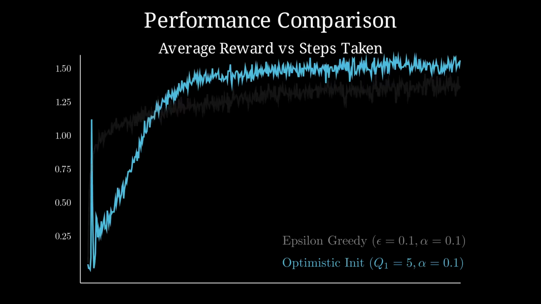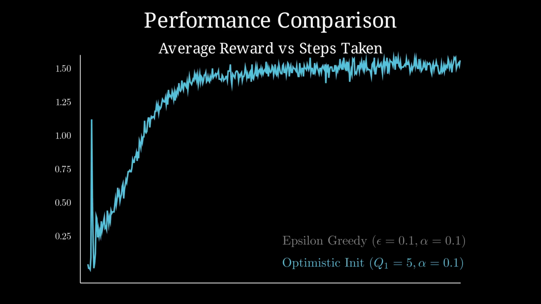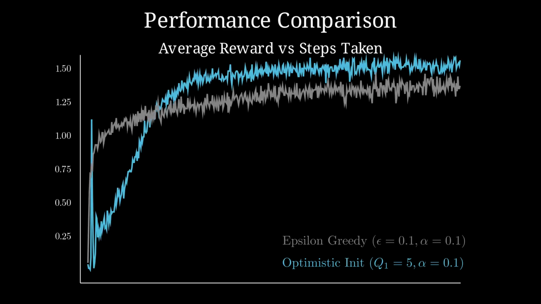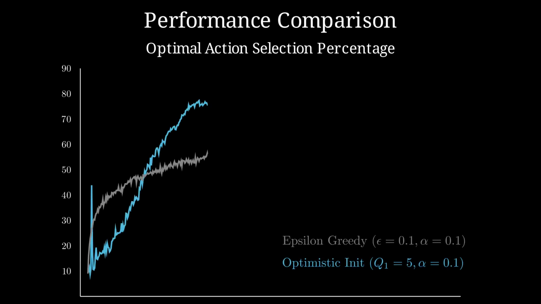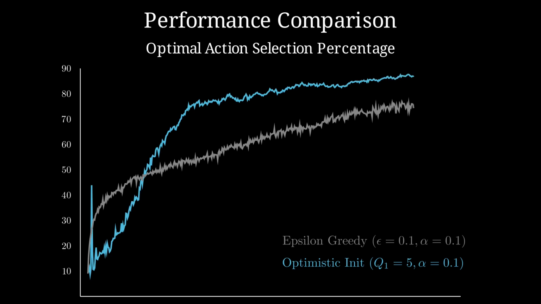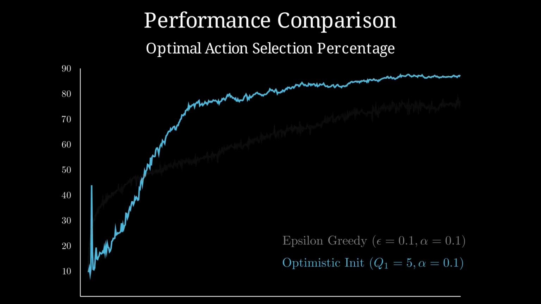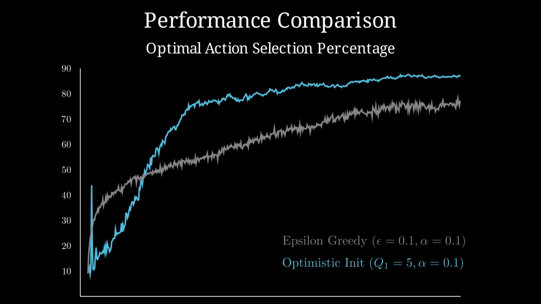With a constant step size of alpha set to 0.1, the optimistic initialization method achieves higher average rewards over 1,000 time steps, although it learns the optimal action more slowly due to increased exploration early on. The optimal action selection percentage shows a similar trend. From these results, it can be seen that in stationary environments, optimistic initialization leads to favorable results by encouraging early exploration, resulting in higher rewards and optimal action selection rates over time.